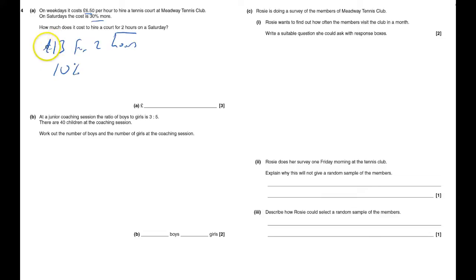So 10% of 13 is £1.30. 30% is £3.90. And we want to find out how much it costs to hire it. So it's going to be your £13 plus that extra bit. So it'll be £16.90.